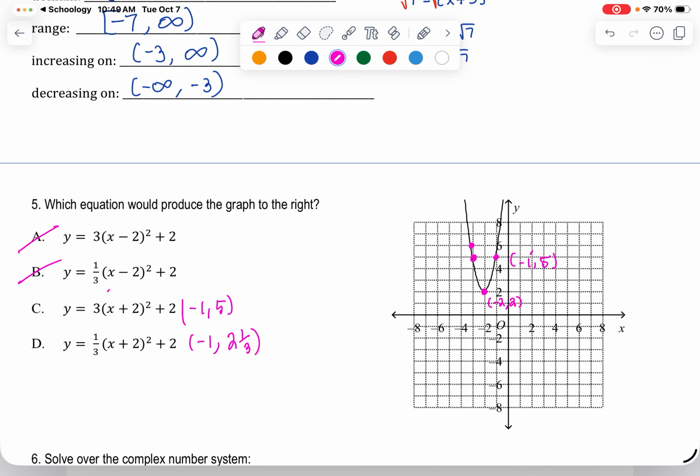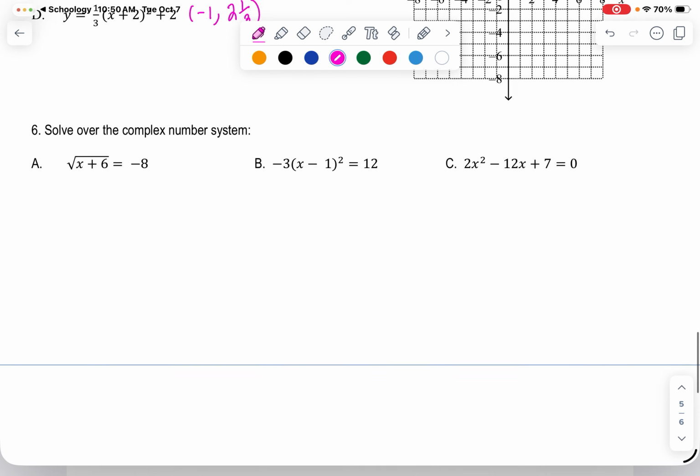Or looking at it and saying, hey, that's narrower because the points would be here if there were no transformations. So which a value gives me a narrower graph? And that would be a 3. So that was maybe the worst problem ever, but we're gonna move along. That graph is inaccurate and ugly. I'll fix it for notes.